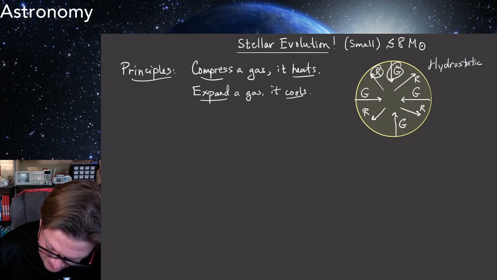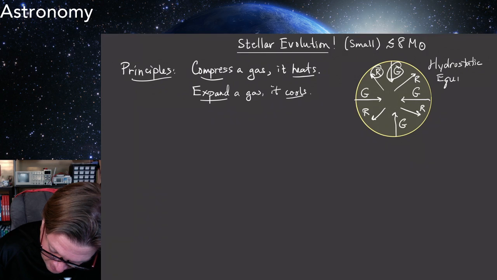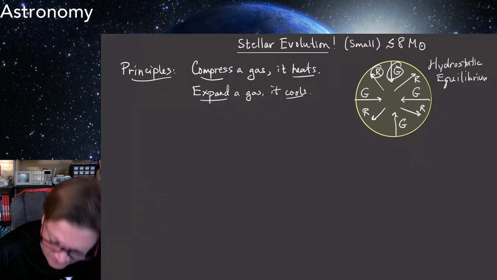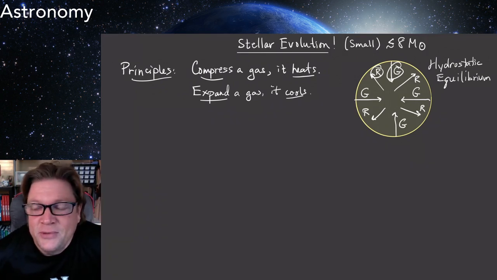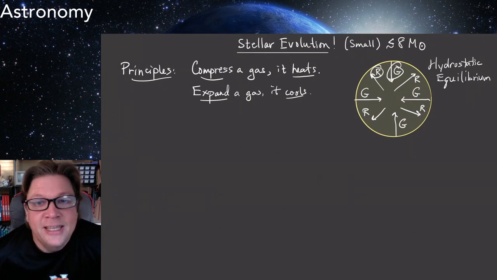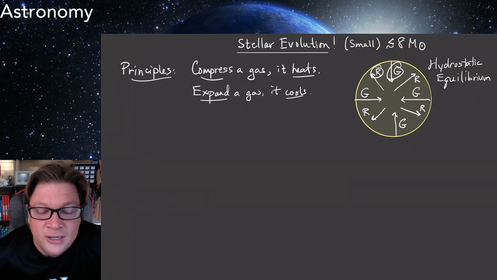hydrostatic equilibrium. Right? I suppose that makes sense. Hydro actually means having to do with gases or liquids, but static equilibrium just means that something doesn't change. So that's the balance between gravitation and radiation. That gives the sun its size.